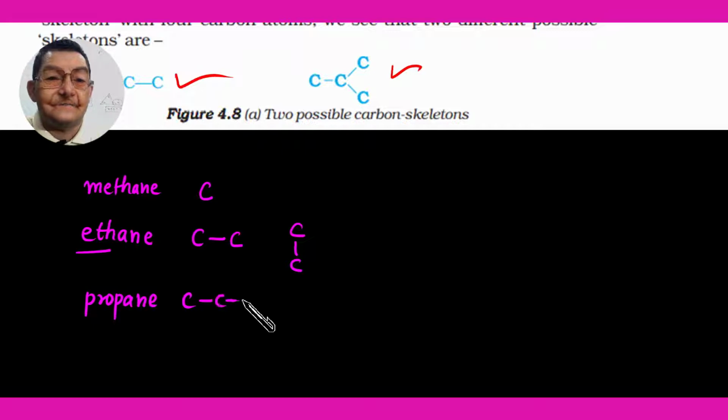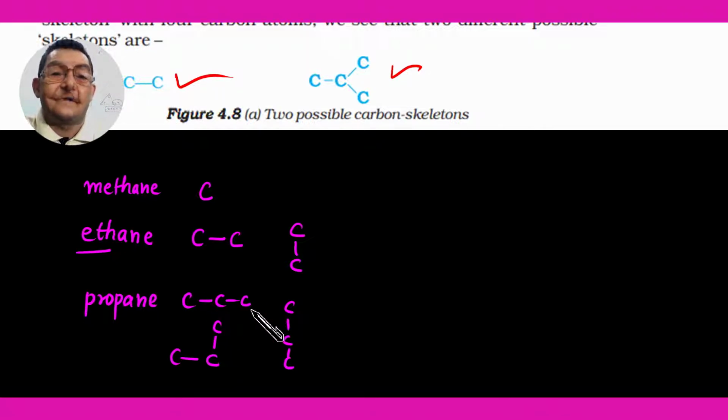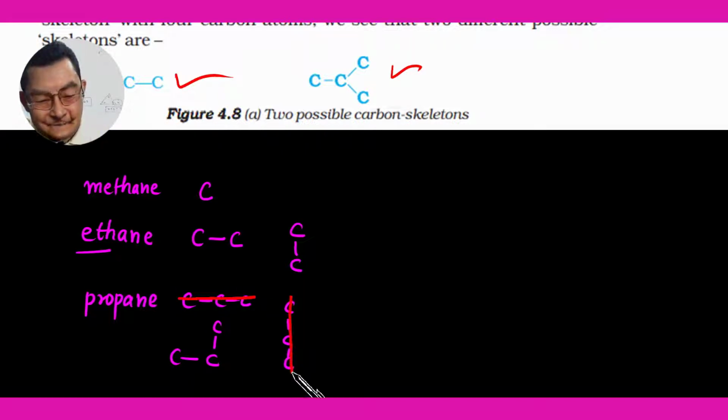you draw 3 carbons like this, or you draw 3 carbons like this, or you draw 2 carbons like this and 1 carbon. All these are the same, because you start from carbon number 1 and you can touch all the 3. You start from the first carbon, you touch all the 3. So these structures are the same.